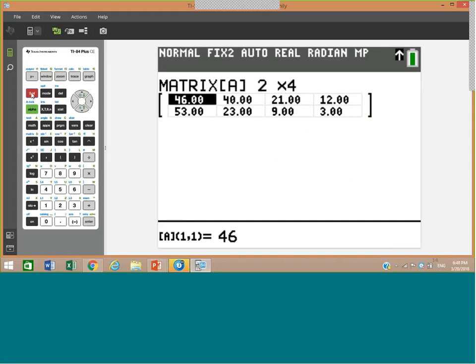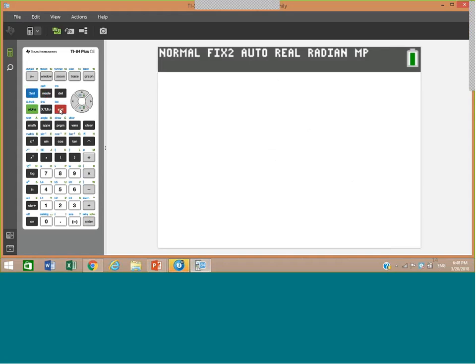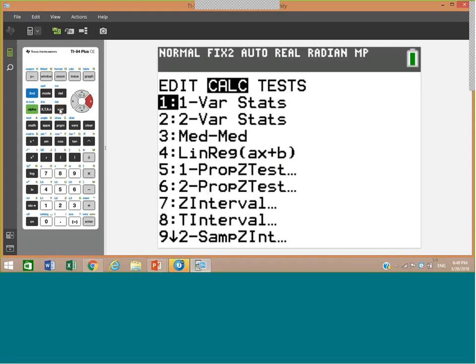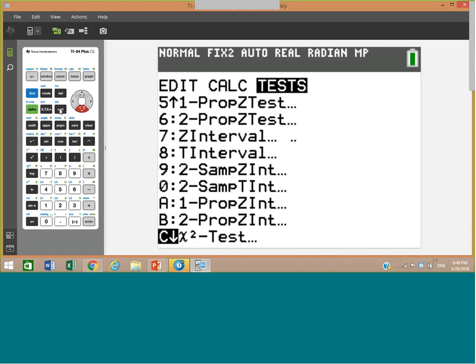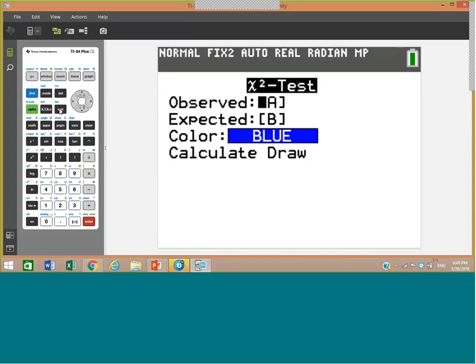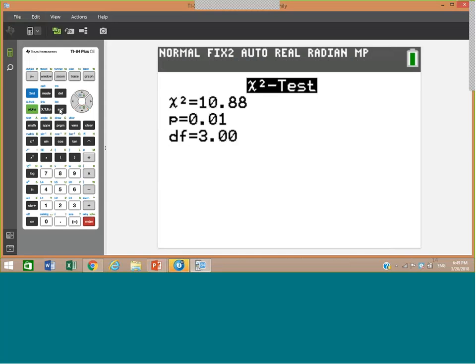And then I'll go back to the home screen, and now I'll go to the Stat menu and arrow across to Tests, and then scroll down to chi-squared test. And we tell it where the observed matrix is. That's in A. And then the expected matrix will be stored in B. And the test is going to calculate those for me. And then we'll just go ahead and calculate the values. And again, we get the same chi-squared statistic and p-value that we did before. It came out the same way.